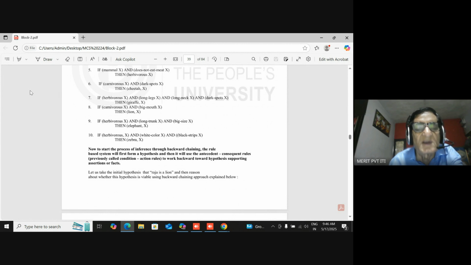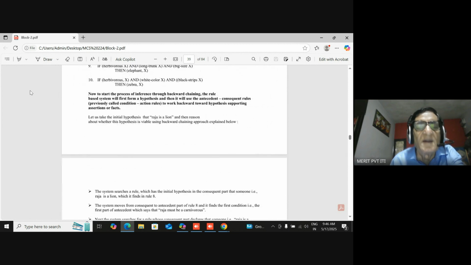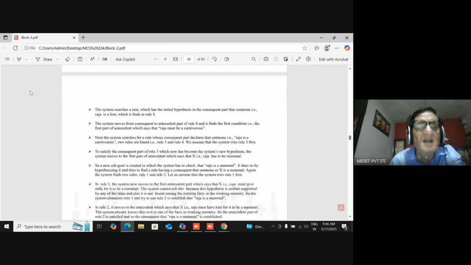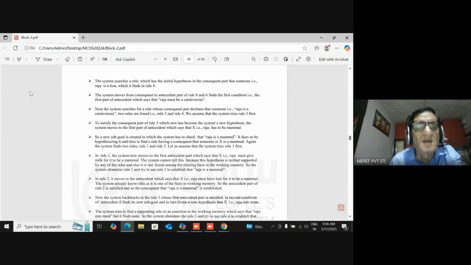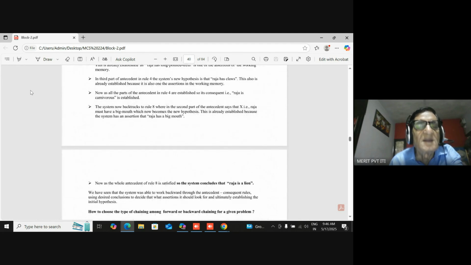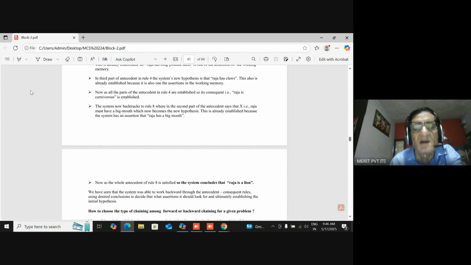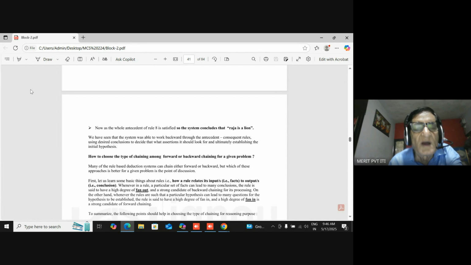Now, to start the process of backward chaining, the rule-based system will first form a hypothesis, then it will use the antecedent consequence rules, previously called condition action rules, to work backward towards hypothesis supporting. So let us take the hypothesis as the lion and then reason about whether this hypothesis is valid or not. The system searches the rules and so on, and sees whether it is a lion or cheetah. Now, as the whole antecedent of the rule is satisfied, the system concludes that Raja is the lion.